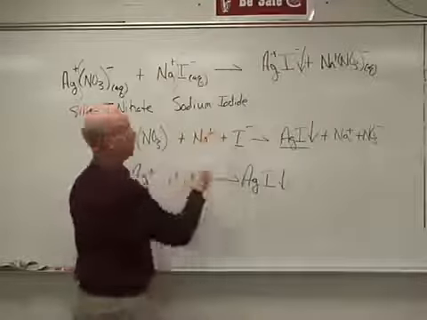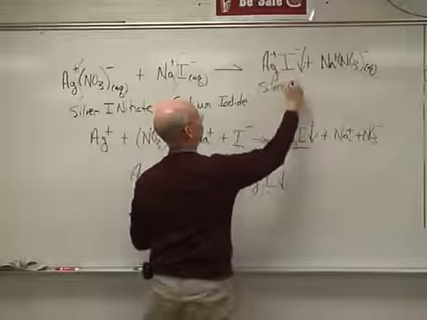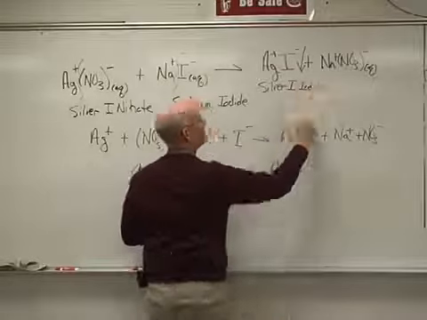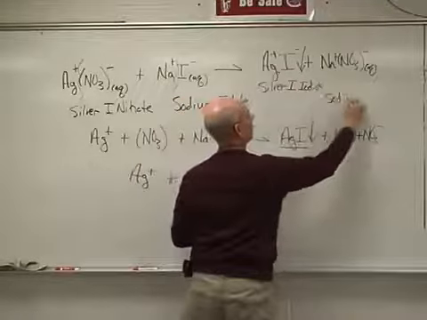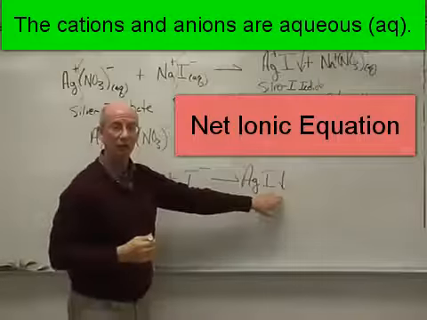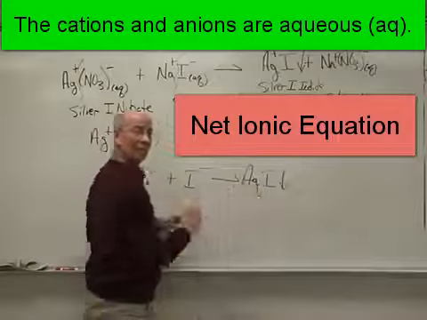If we want to name these, this is silver +1, so use Roman numeral 1, iodide. And this would be sodium nitrate. Here's your net ionic equation, meaning this is really what happened. We saw the yellow precipitate.